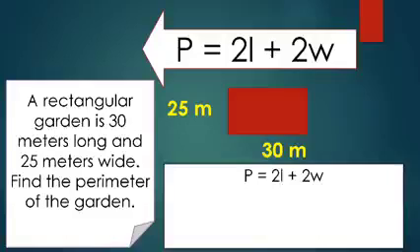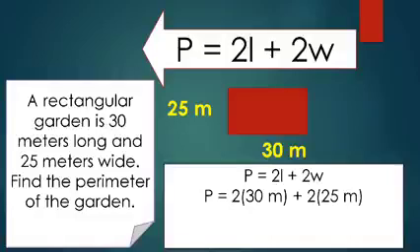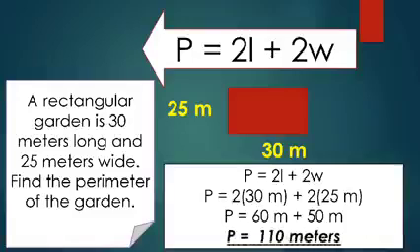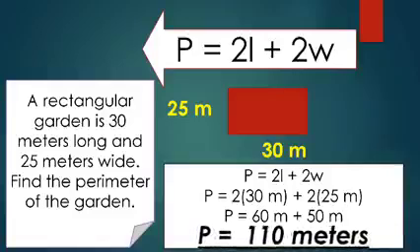Substitute. So lahat ng L na nasa formula will become 30 meters, while yung W na nasa formula will become 25 meters. By substitution, we get P is equal to 2 times 30 meters plus 2 times 25 meters. Then multiply. 2 times 30 is 60, and 2 times 25 is 50. Then add all sides, and we get 110 meters. Thus, the perimeter of a rectangular garden is 110 meters.